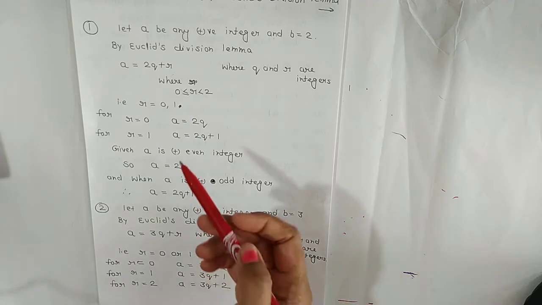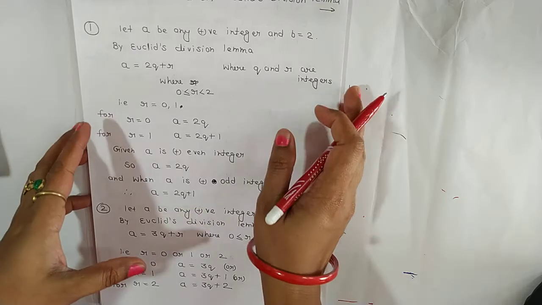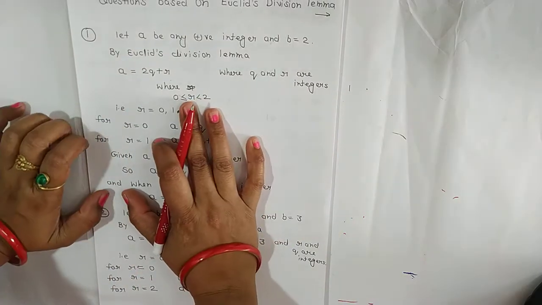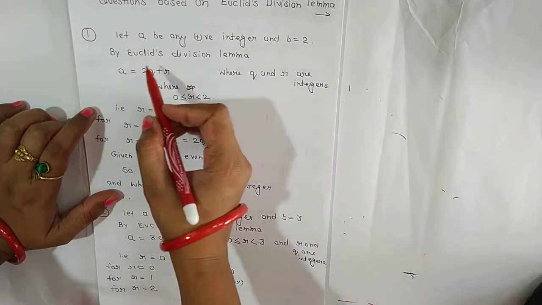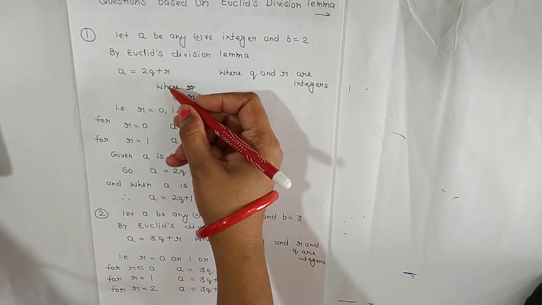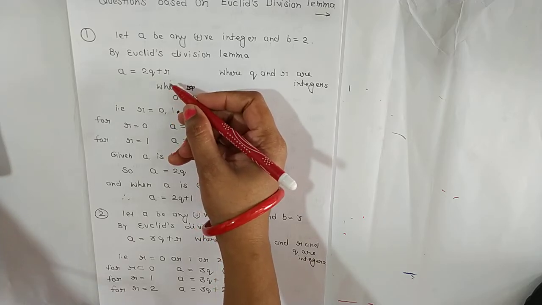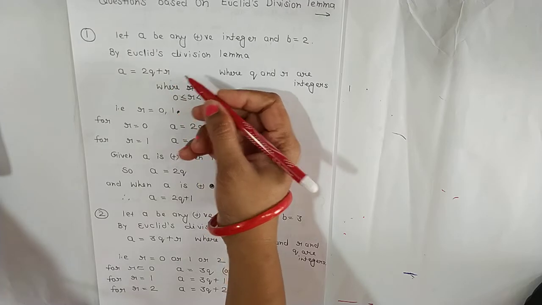In this video, we will discuss questions based on Euclid's division lemma. So, these are proving-based questions. Suppose the first question is: show that every positive even integer is of the form 2q and that every positive odd integer is of the form 2q plus 1, where q is some integer.